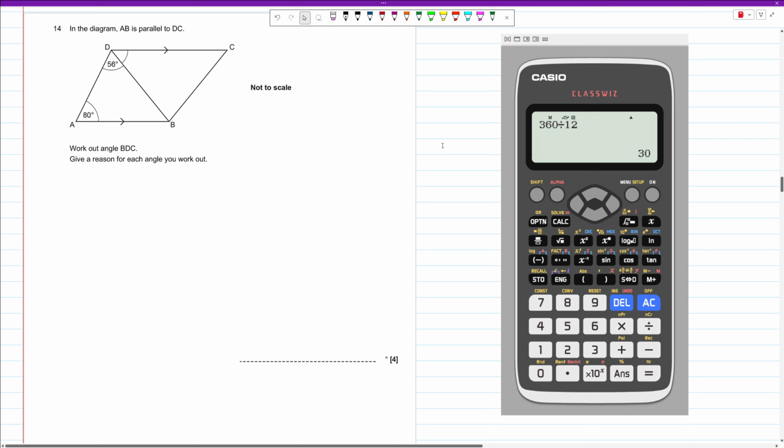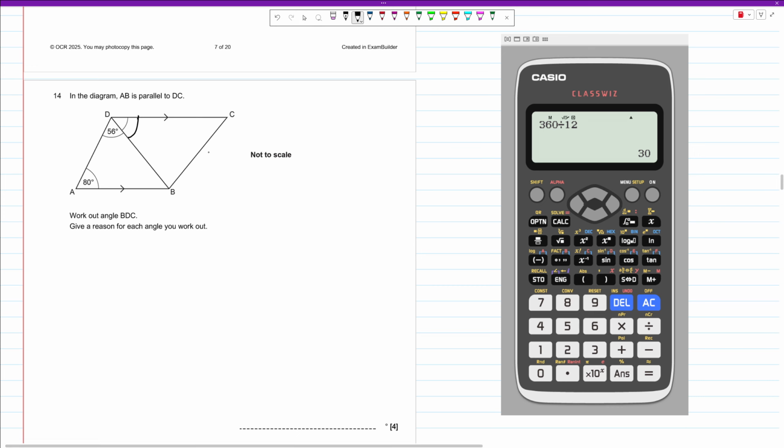Okay, work out angle BDC. So we need to work out this little angle here. Now, we've got parallel lines. So if I stretch that bit out a little bit, the parallel lines tell me that this must be 80 degrees because of corresponding angles. You don't need to remember the names of things. I'm just saying it so that you know it's true.